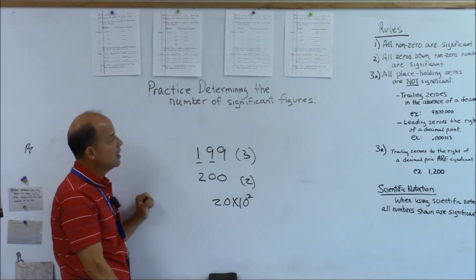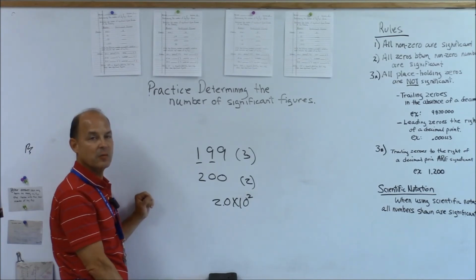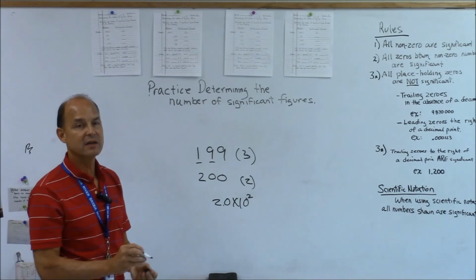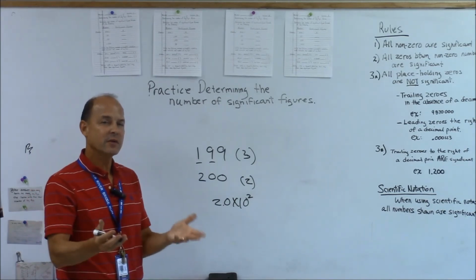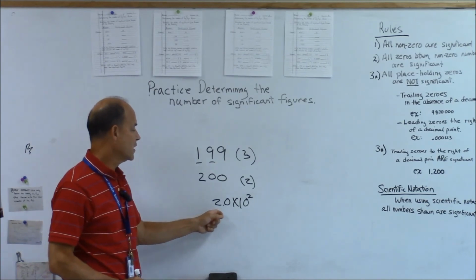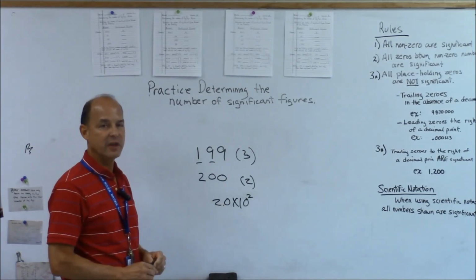Okay? All right, that's some pretty heavy-duty stuff. You didn't think determining the number of significant figures was going to be too hard, but when you're dealing with scientific notation, it brings a level of complexity up to it, but it also makes things a lot simpler, because if it's shown, then it is significant.